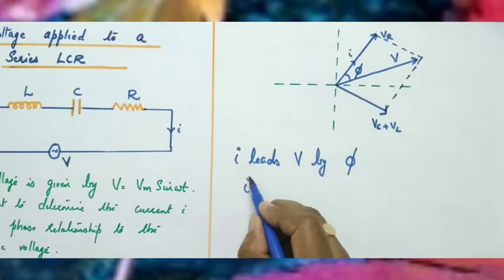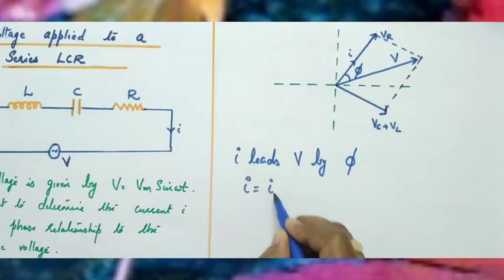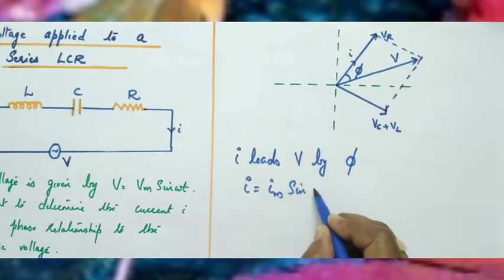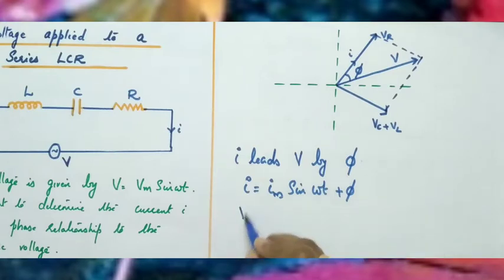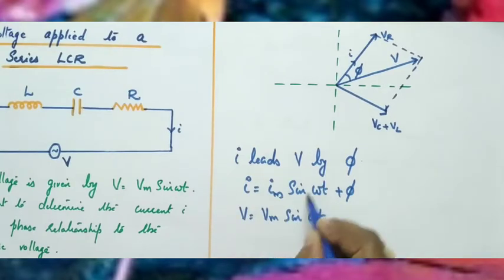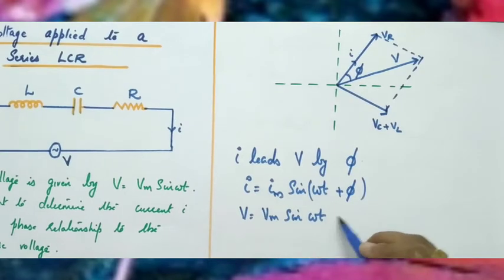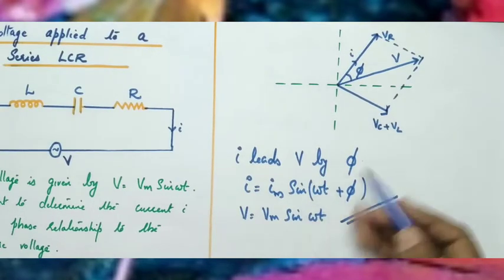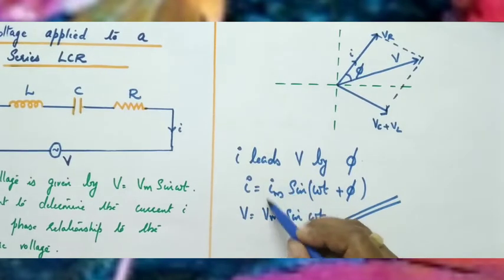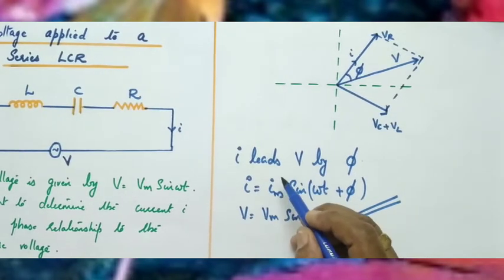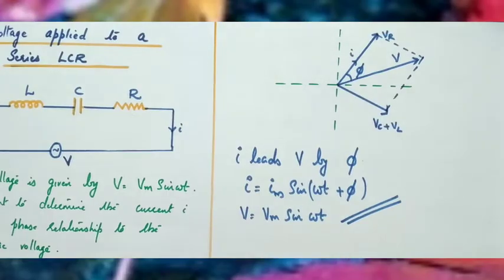And how will you write the formula for current? I equals Im sin(omega t plus phi). We know AC voltage is V equal to Vm sin omega t, and current can be written as Im sin(omega t plus phi). So current leads voltage by an angle phi. Now we can derive the formula for this Im. What is this Im in a series LCR circuit?